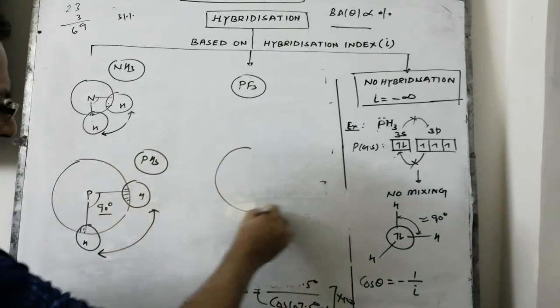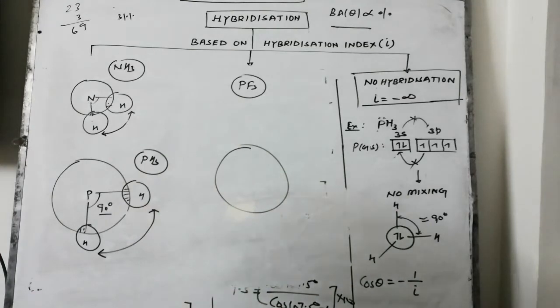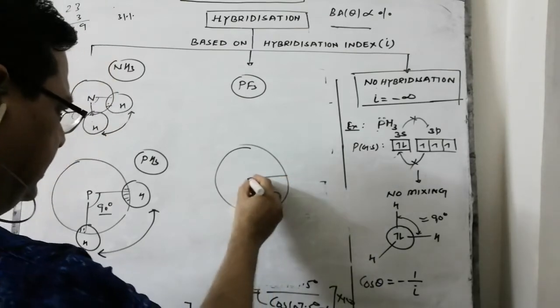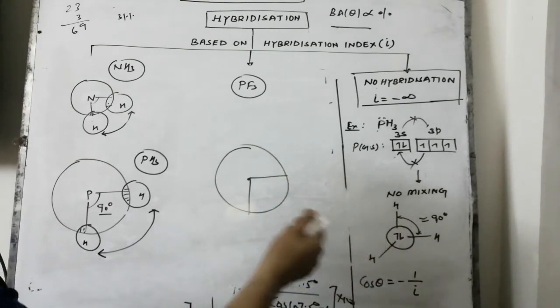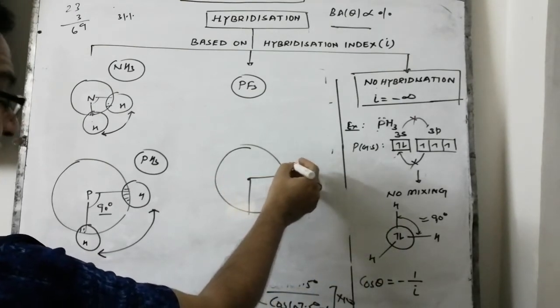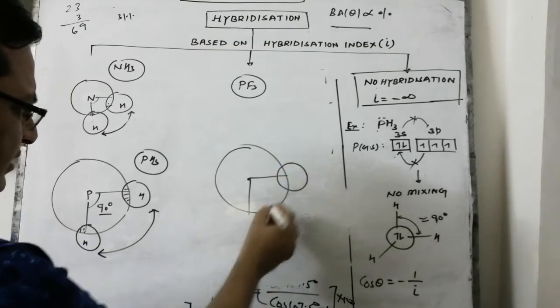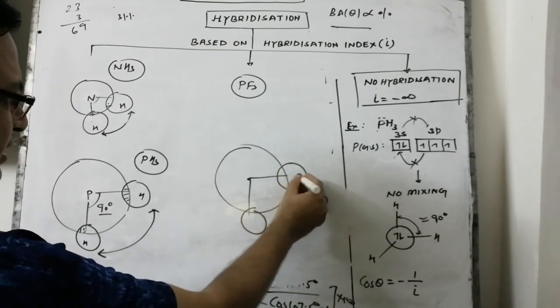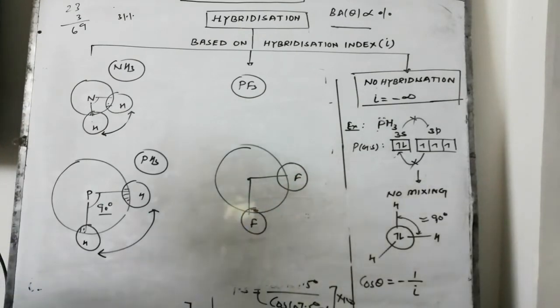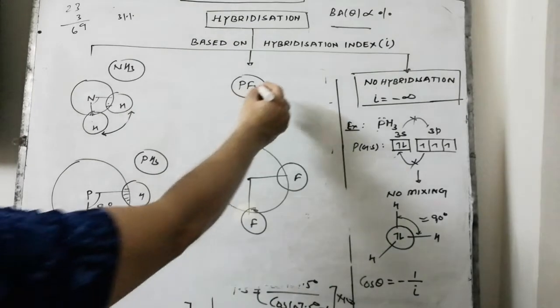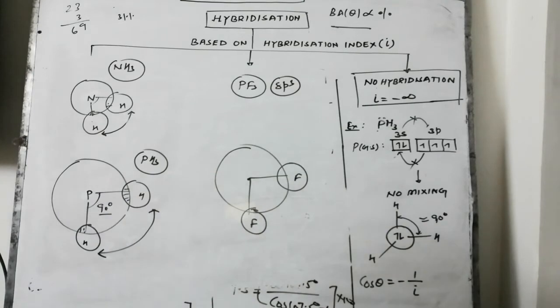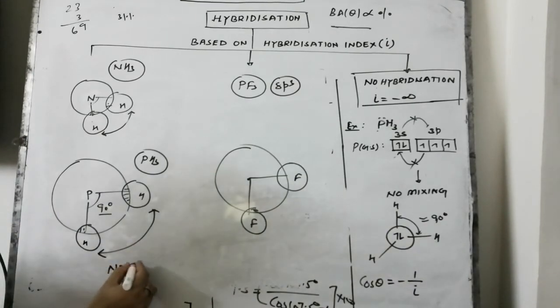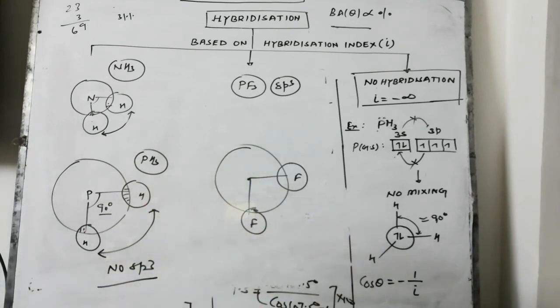This is again a phosphorus atom, and let me again take here the fluorine atoms. Let me show the fluorine atoms just for the sake of interpretation, just like this. The fluorine atom, it is also a fluorine atom. In this case, there is no sp3 mixing, no sp3 hybridization.